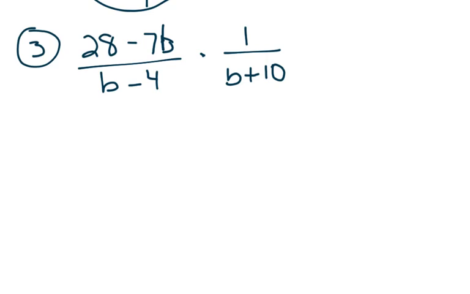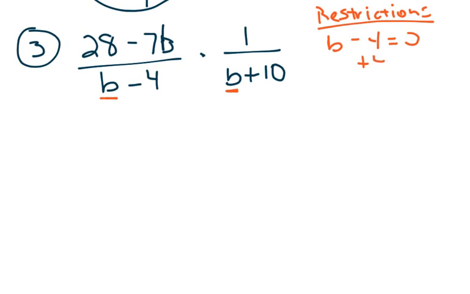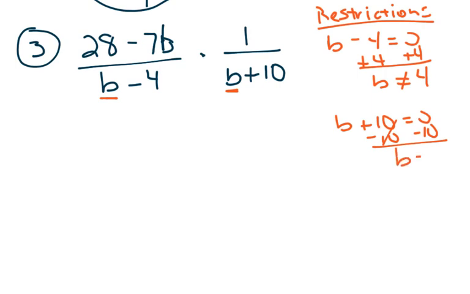So the first thing I need to do is find restrictions. I have a variable in both of my denominators, so I'm going to need to do both of them, set both of them equal to 0. b minus 4 equals 0, so I'm going to add 4 to both sides. So b cannot equal a positive 4, but now I also need to do it for b plus 10. So b plus 10 equals 0. Subtract 10 from both sides, and I get b equals -10. So my restrictions are b cannot equal 4 and b cannot equal -10. Again, you can check that on your calculator.